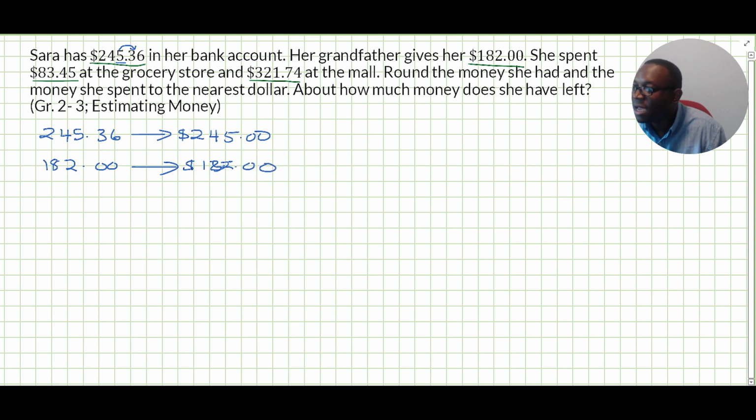Now she spent $83.45 at the grocery store. So we're looking at the 4 here. Let's go to the right. That's less than 5. So we're going to end up with $83.